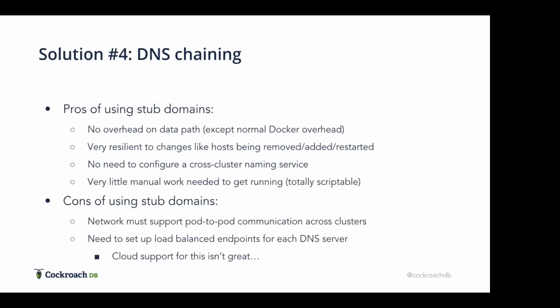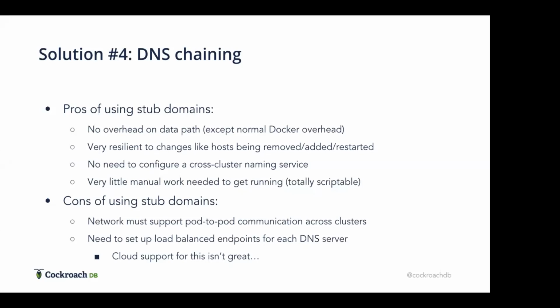There are some great pros to this. Like the direct IP communication between pod solutions, there's no overhead on the data path other than that normal Docker overhead, which is tough to avoid. And it's very resilient to hosts being added and removed. There's no need to configure a cross-cluster naming service. You're just using the built-in DNS. And there's actually no or very little manual work needed to get this running.